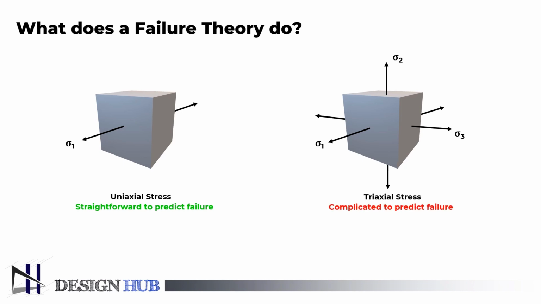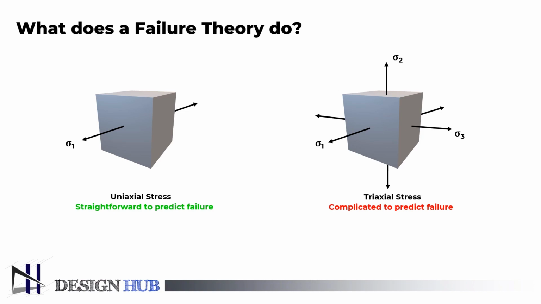In reality, it's so challenging to anticipate that there isn't a single approach that works everywhere. Instead, as we saw in the previous slide, we must select the best appropriate failure theory from a variety of theories that have been experimentally shown to function rather well in particular conditions. Principal stress is the highest or lowest normal stress that can develop on a loaded body. Here, sigma 1, sigma 2, and sigma 3 are the three principal stresses.